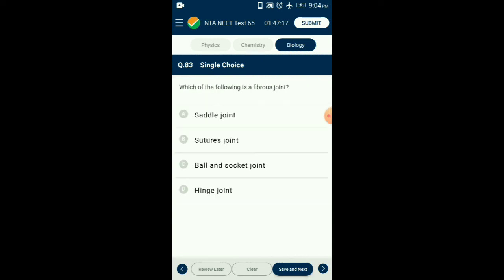Question number 83. Which of the following is a fibrous joint? Sutures are a type of joint formed in the flat skull bones, which fuse end to end with the help of dense fibrous connective tissue to form the cranium. So the answer is option B, sutures joint.